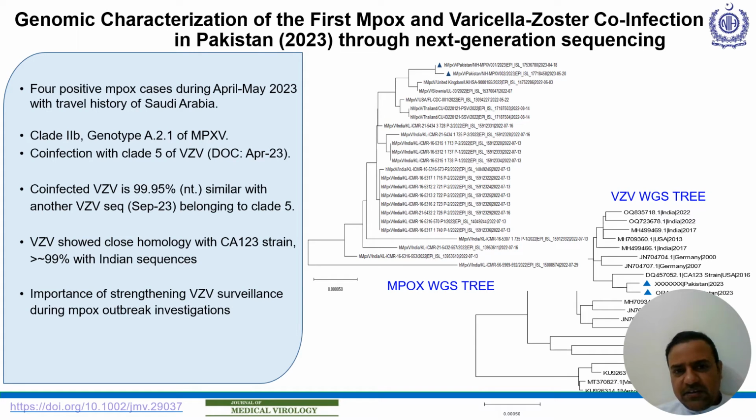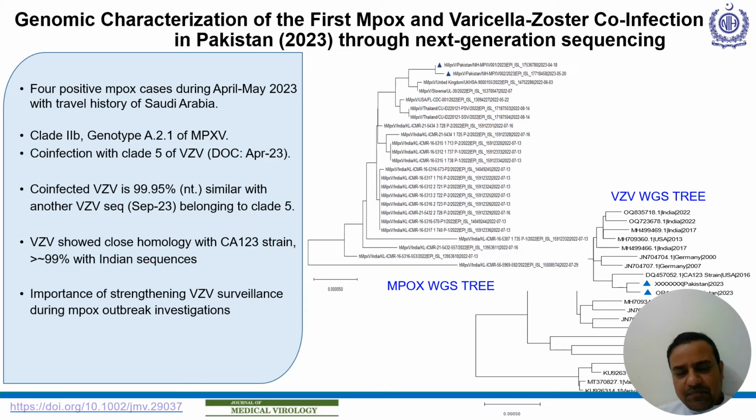So earlier this year we detected the first case of mpox. It was reported from a traveler returning from Saudi Arabia to Pakistan. This case was detected through PCR, and then using our metagenome sequencing approach, we managed to do the whole genome of the virus within 48 hours, and we found that the mpox virus basically belonged to genotype 8.2.1.